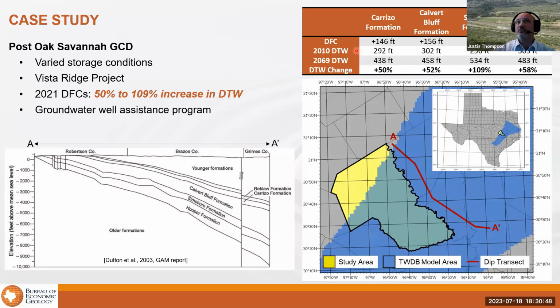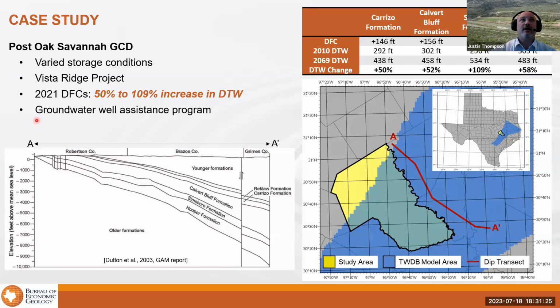at the initial 2010 calibrated depth to water, on average throughout the district was about 256 feet down in depth. At the end of 2069, beginning 2070, so at the end of this DFC planning period, the average water level in the district is going to increase to 534 feet. So it's going to more than double in depth on average in the district. So if you're interested in testing, okay, well, what are the impacts of changes in depth to water? Okay, a significant change in depth to water is probably a good place to look.